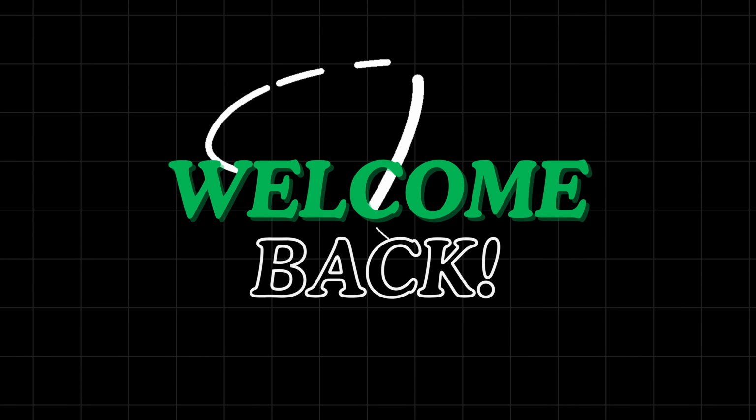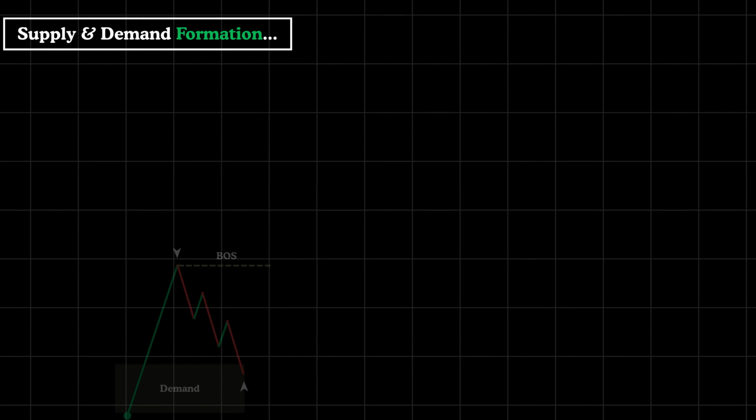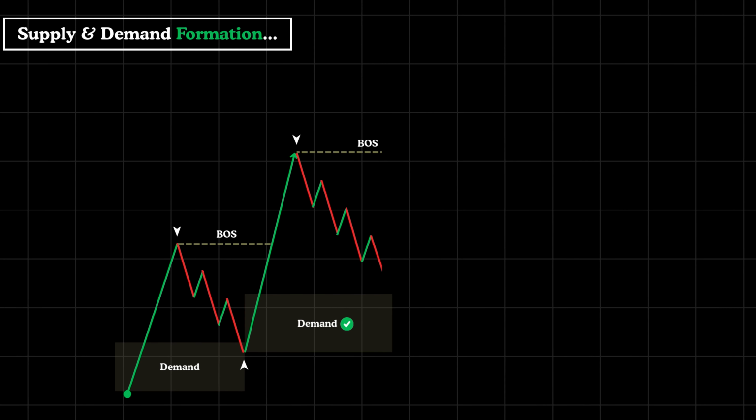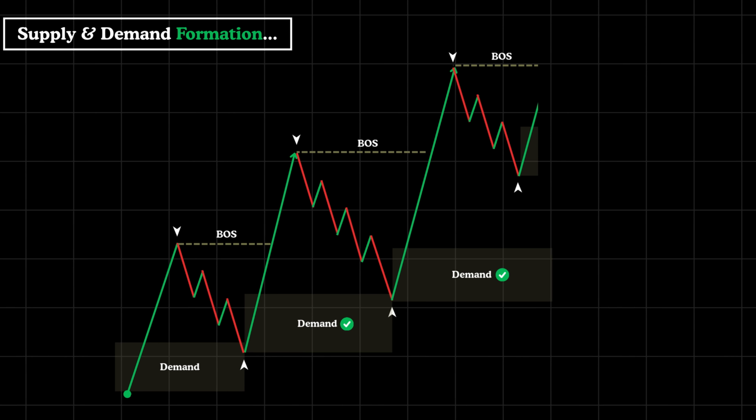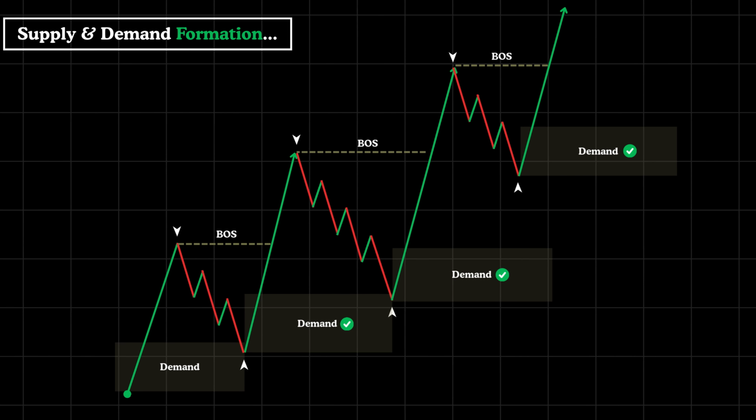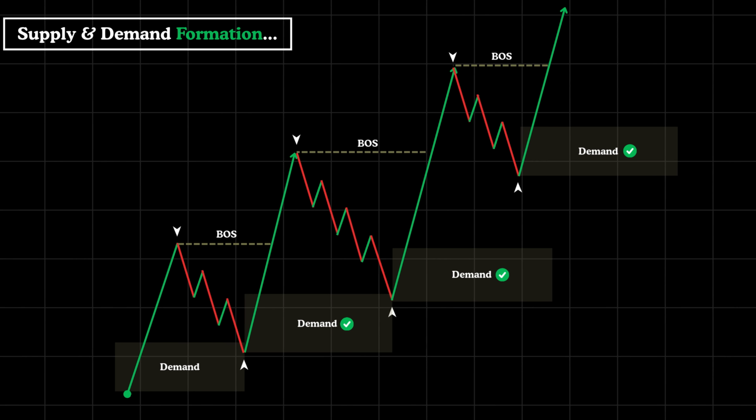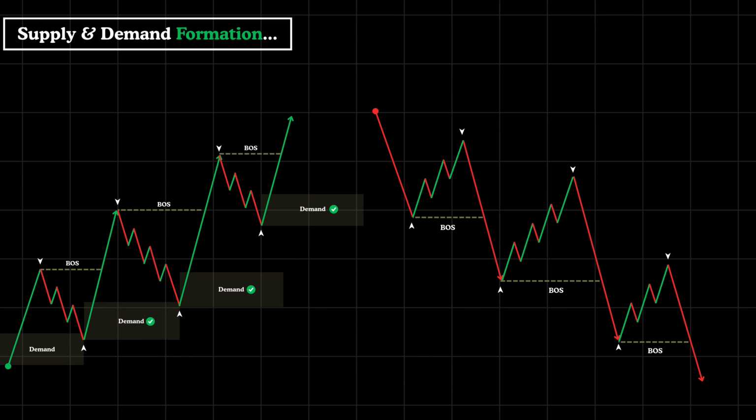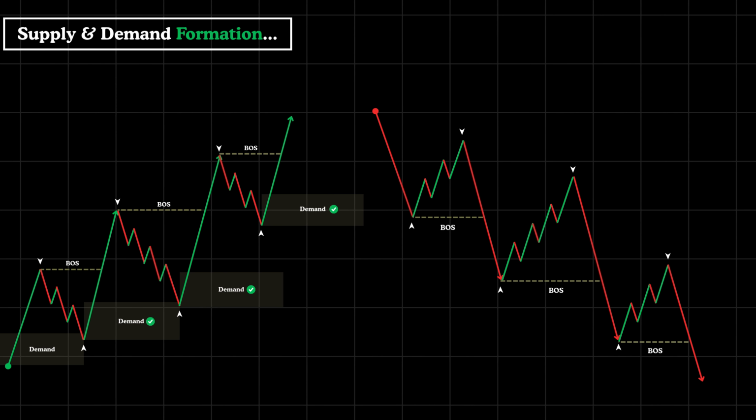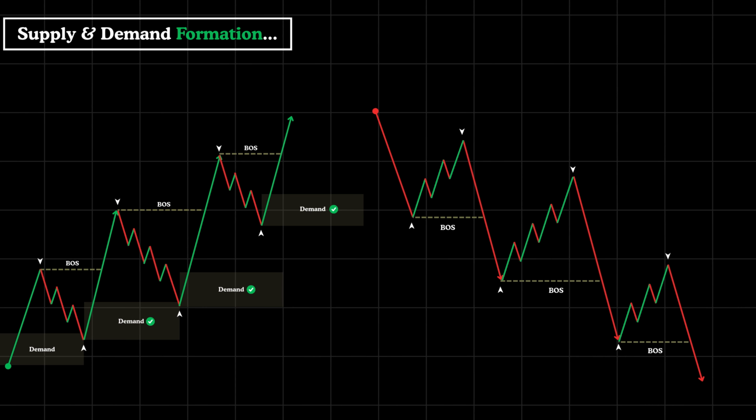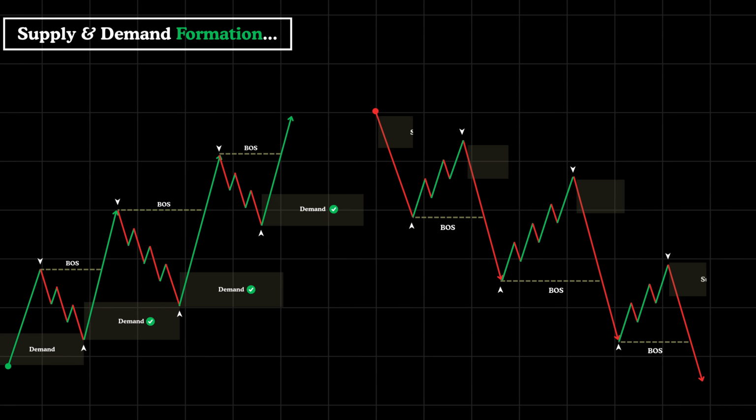Welcome back, traders. Let's begin with the fundamentals and understand how supply and demand zones are created. In a bullish case, whenever price pushes through a previous high, it generates an unmitigated demand zone connected to the impulse leg. On the other hand, in a bearish move, each time price breaks a significant low to the downside, it develops an unmitigated supply zone.